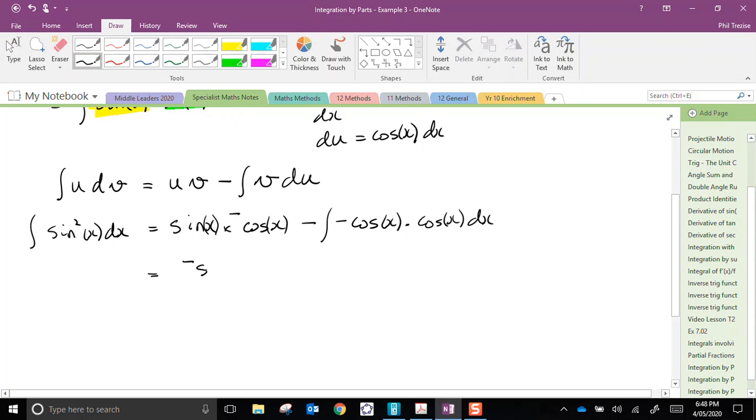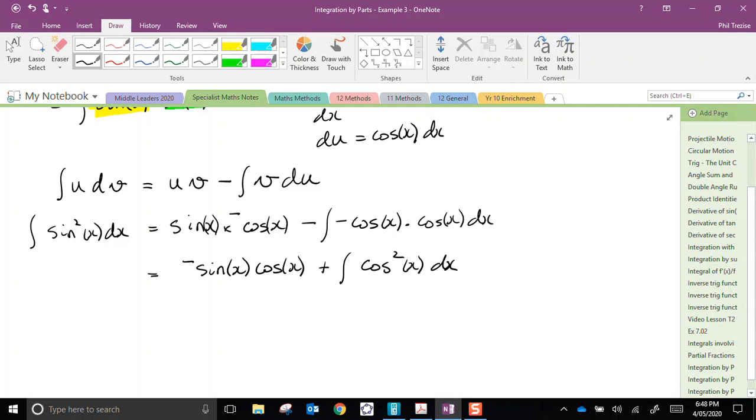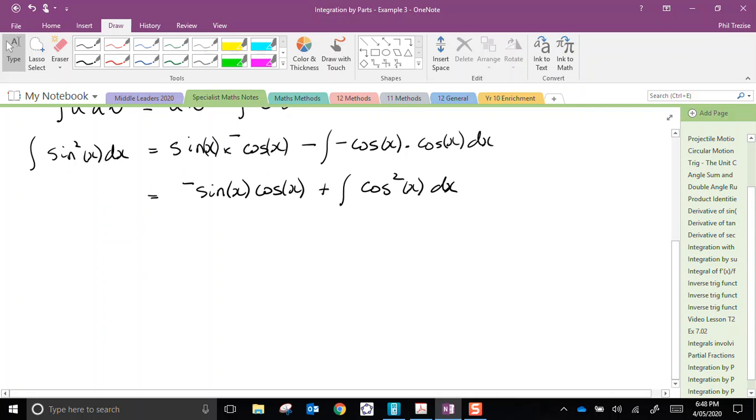I have negative sine of x cosine of x. That part's not a problem. By the time I translate this, it'll be plus cosine squared x dx. Now that doesn't seem to be much good. We've started with the integral of sine squared, and instead we have to find the integral of cosine squared. How does that make our life any easier? Well, we've got a couple of tricks up our sleeve still. Let's not just throw in the towel yet.